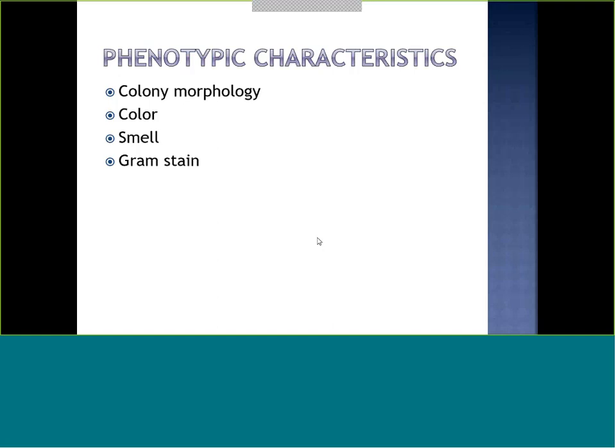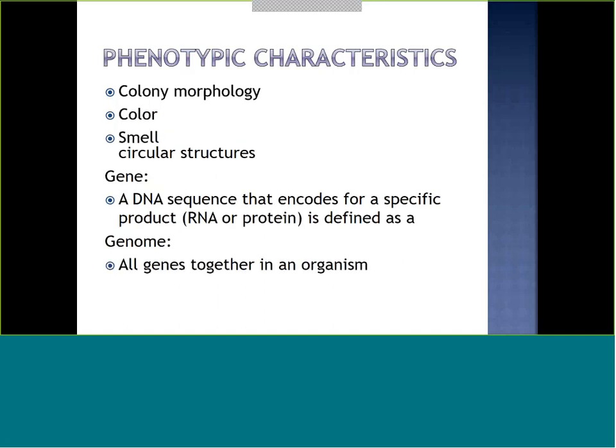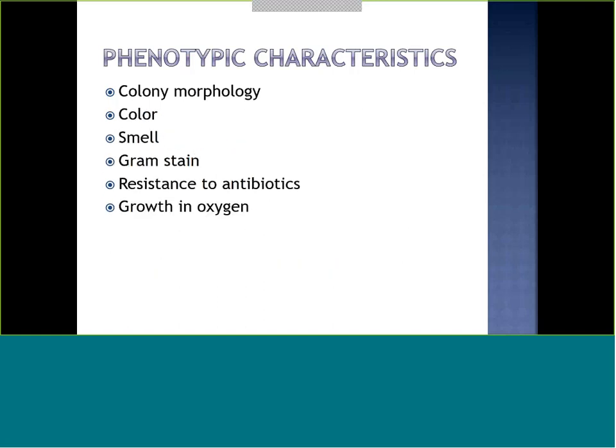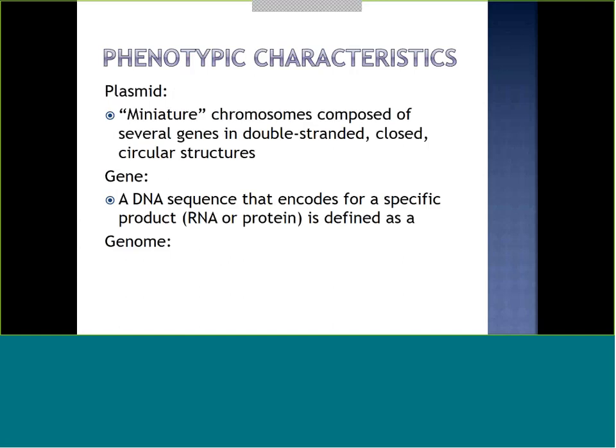You know, the gram stain characteristics: is it gram-positive or gram-negative? What is the shape on the gram stain? So that is all considered phenotypic characteristics. Along with that is potentially how it grows in oxygen, if it's an anaerobe or an aerobe, and then any resistance it might show to certain antibiotics. So things that we can visually see.